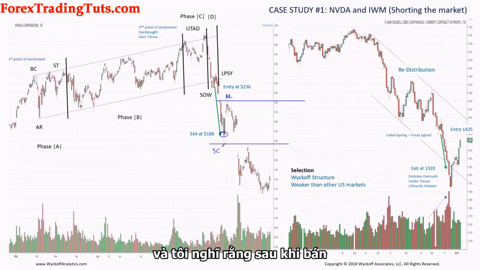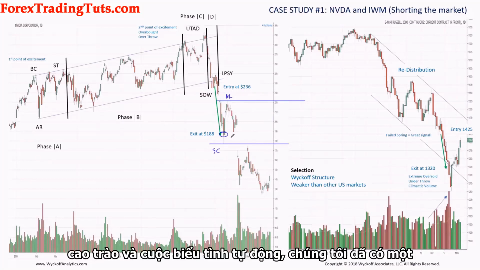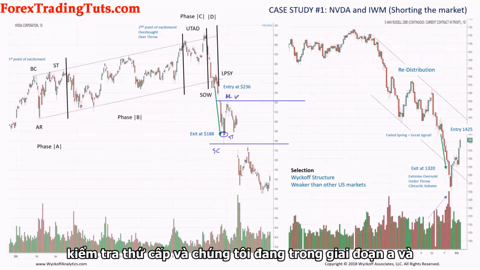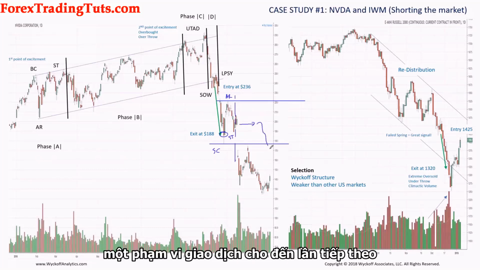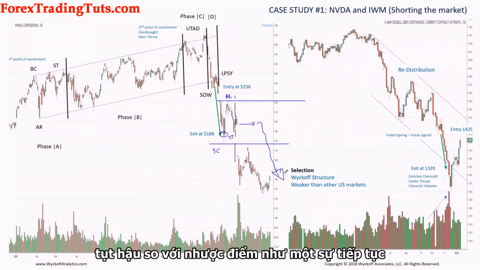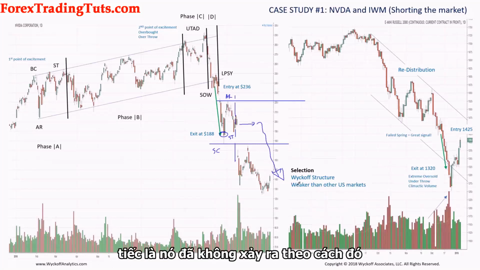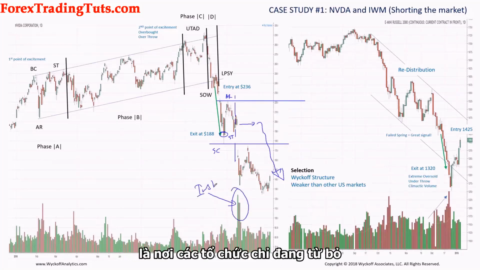I thought that after the selling climax and automatic rally, we had a secondary test, and we are in phase A, and we're going to continue a trading range until the next leg to the downside as a continuation. Unfortunately, it didn't happen that way. The price just tanked, and it tanked on the institutional capitulation. This is where institutions are just giving up their positions.